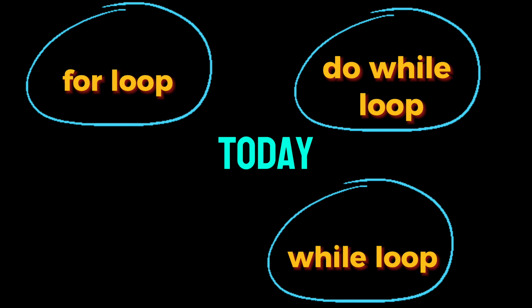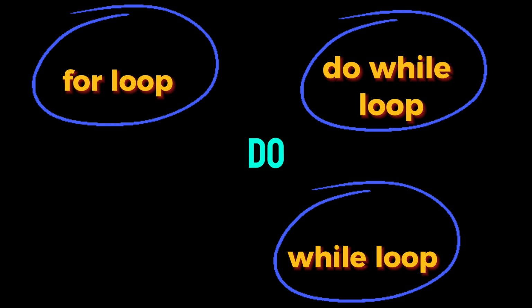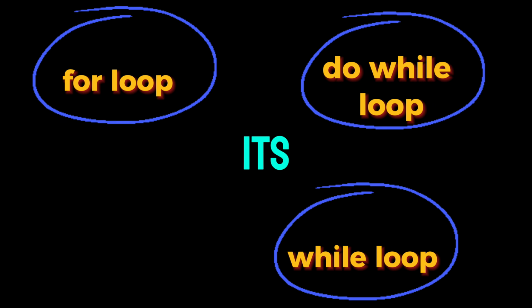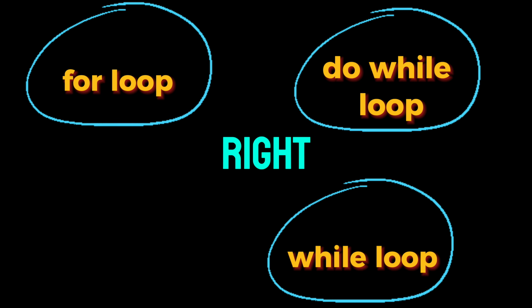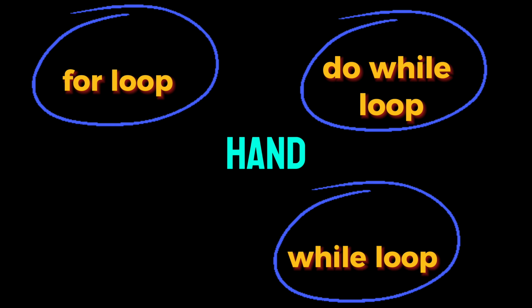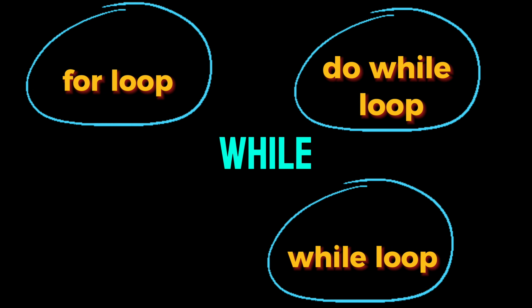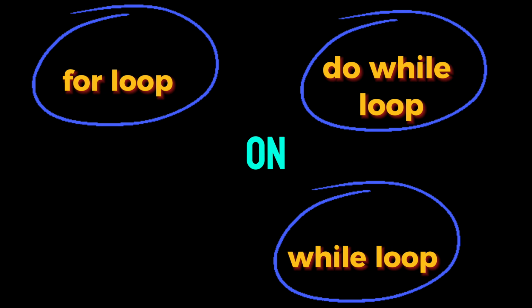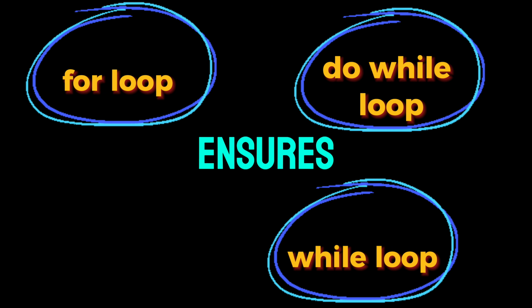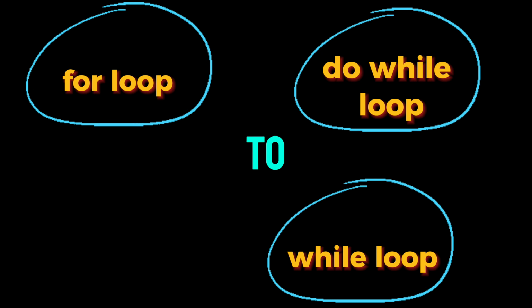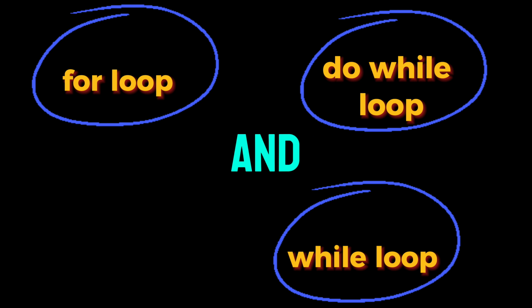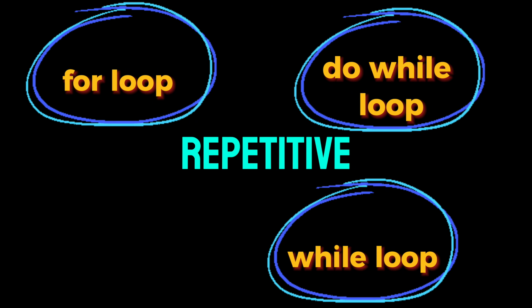Recapitulation. So, today we explored the for, while, and do-while loops in JavaScript. Each has its own unique purpose, and choosing the right one depends on the task at hand. The for loop is great when you know exactly how many times you want to loop. The while loop is flexible when the loop depends on a condition. The do-while loop ensures your code runs at least once. Make sure to try these loops out for yourself and see how they simplify repetitive tasks.